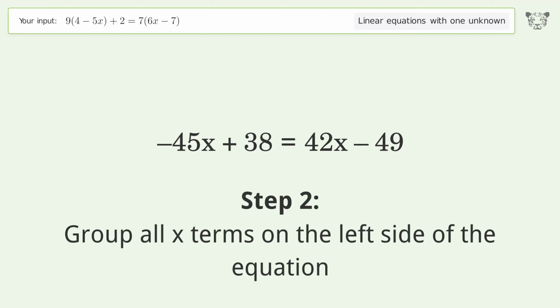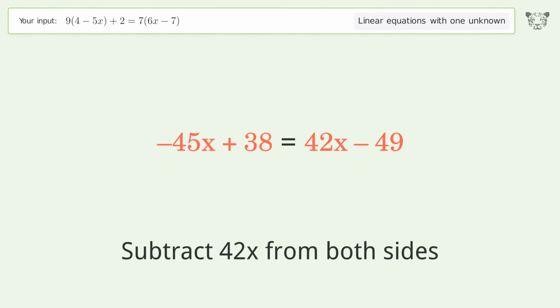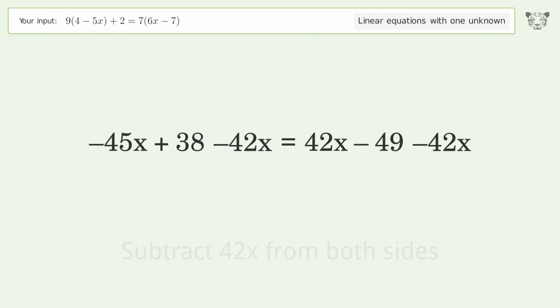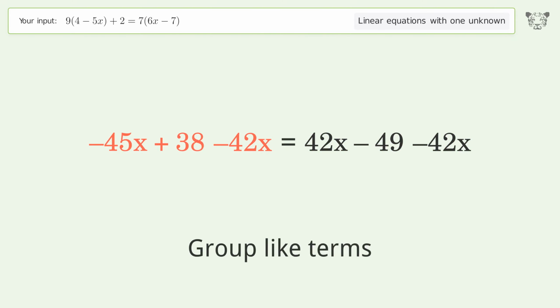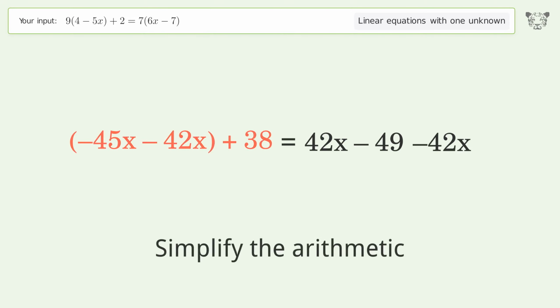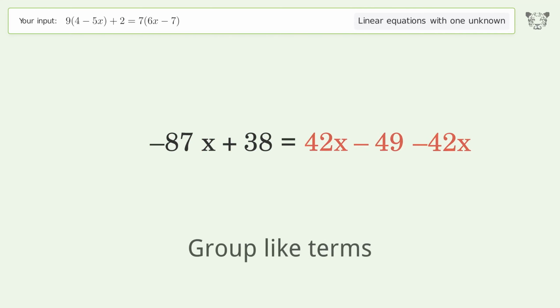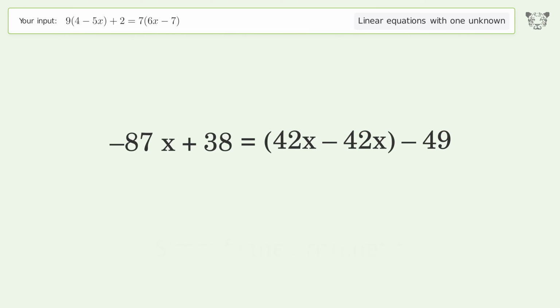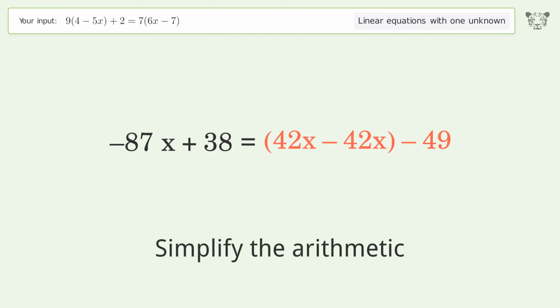Group all x terms on the left side of the equation. Subtract 42x from both sides. Group like terms. Simplify the arithmetic. Group like terms. Simplify the arithmetic.